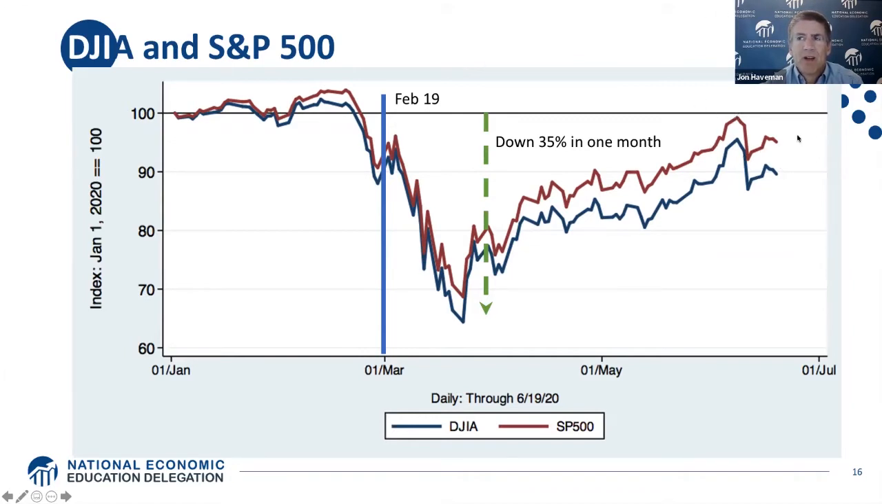But I think it's going to go in fits and starts between 0 and 15% declines between now and when we have a vaccine, or we get really comfortable that we understand how to deal with this, and cases decline fairly significantly. So that's the stock market.